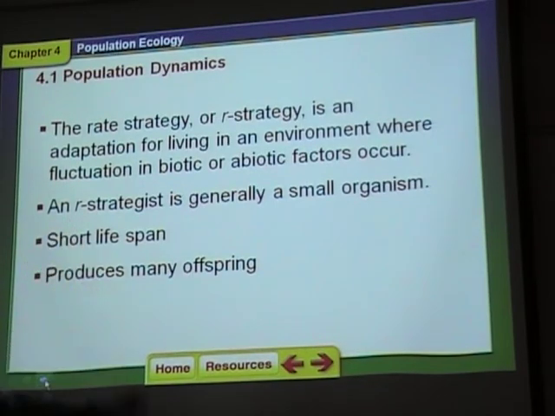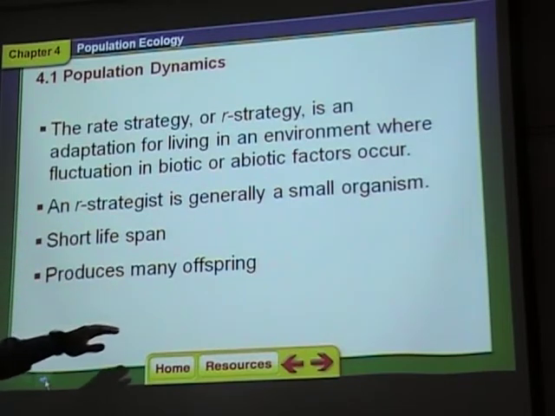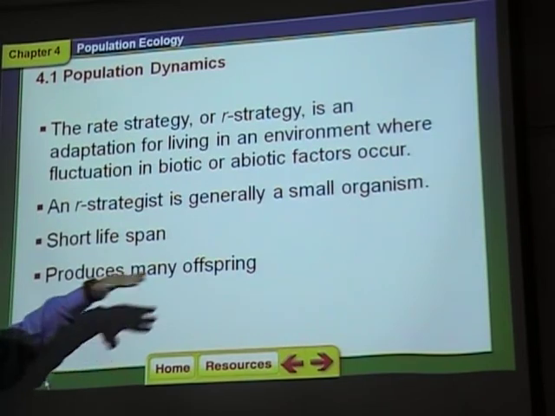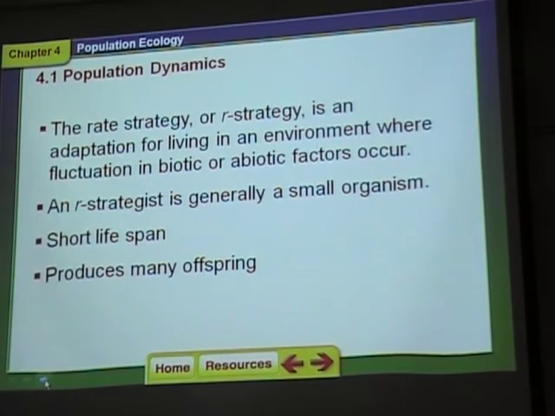R strategists versus K strategists. Populations have different strategies for success. The R strategist is an organism that's small, has a short lifespan, produces many offspring. That's one strategy organisms have evolved.